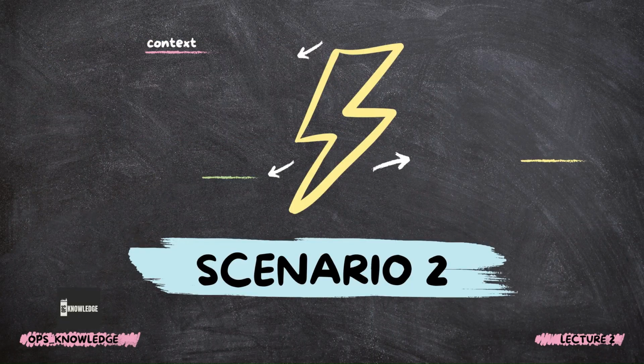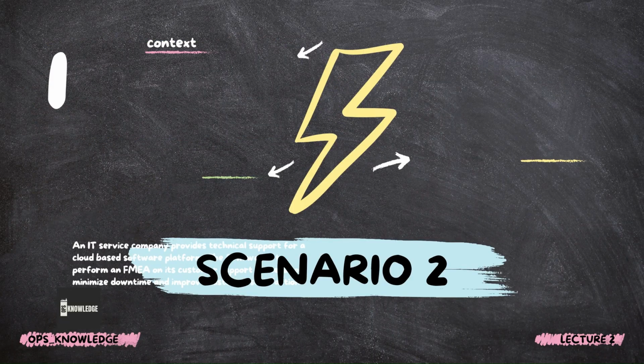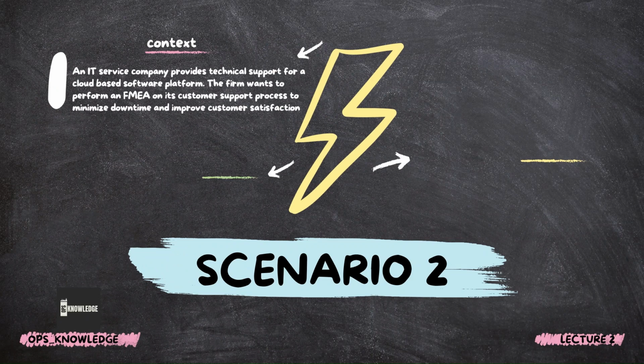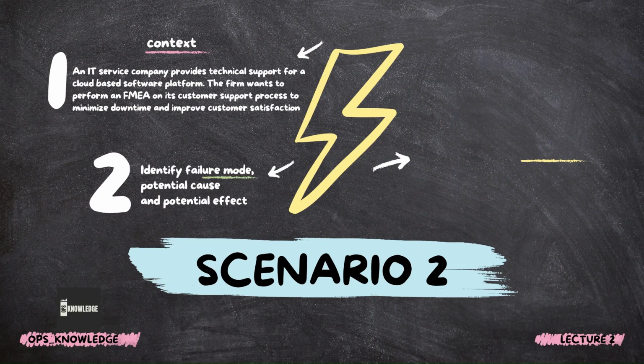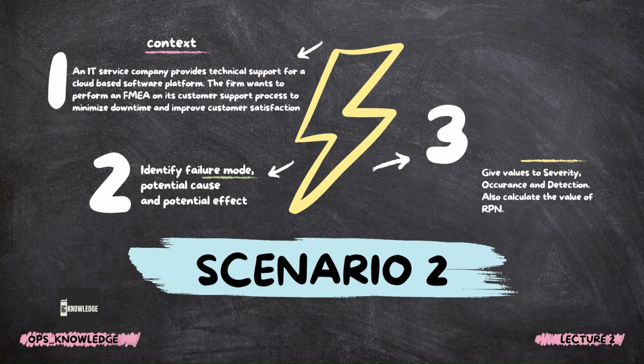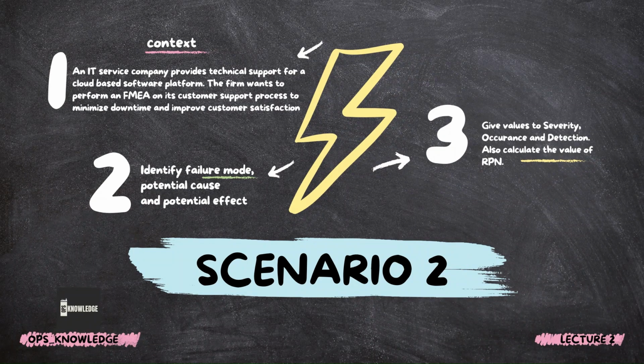So let's go to scenario 2 and understand the context. The context is an IT service company that provides technical support for a cloud-based software platform. The firm wants to perform an FMEA in its customer support processes to minimize downtime and improve customer satisfaction. Step 2 says that we have to identify failure mode, potential cause, and potential effect. Step 3 says giving values to severity, occurrence, and detection, and also calculating the value of RPN.